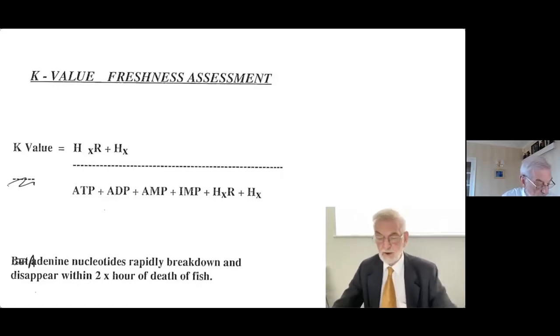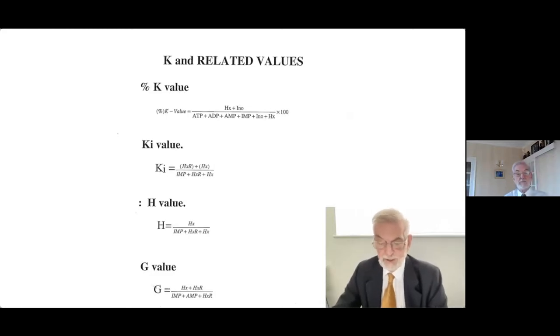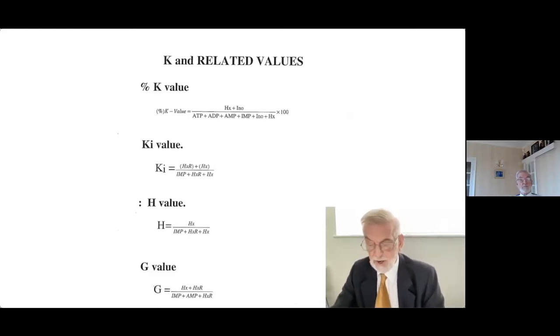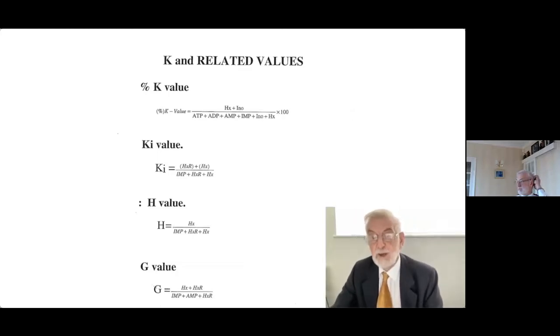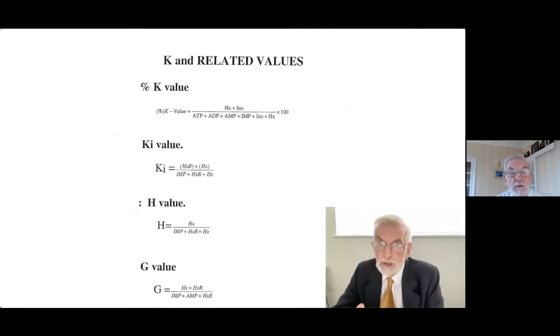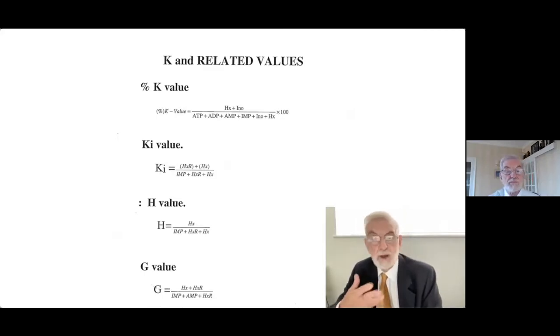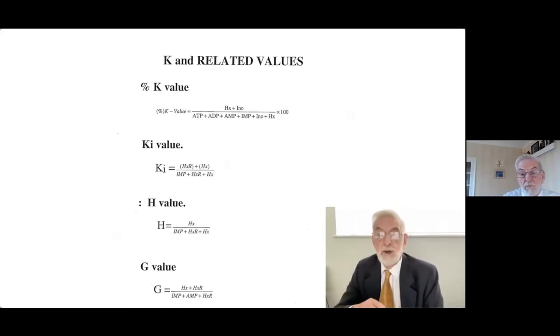If you look at the next slide, it's normally expressed as a percentage. And here's the same thing again. The K value as a percentage is the hypoxanthine and inosine levels divided by the levels of all the others, ATP, ADP, AMP, IMP, inosine and hypoxanthine. That is the percentage K value. This is the one that is normally used, and one can check this and see if you get a linear relationship, and if so, you then have a very good indicator of how long that fish has been kept on ice.